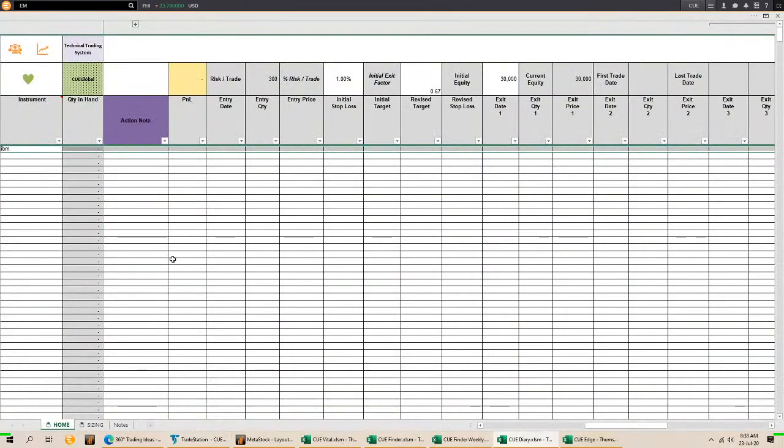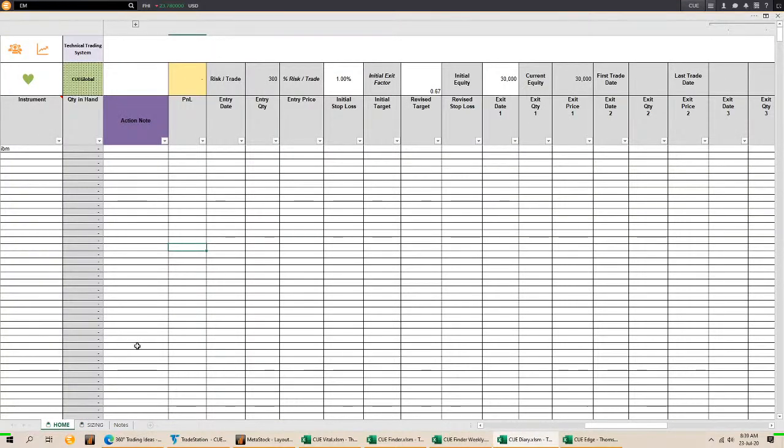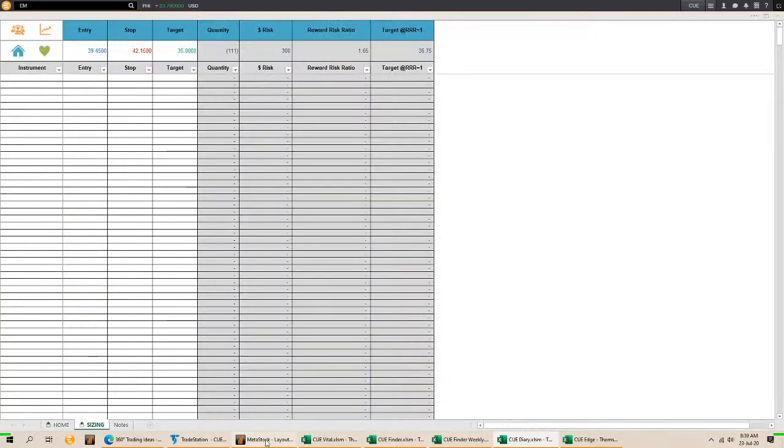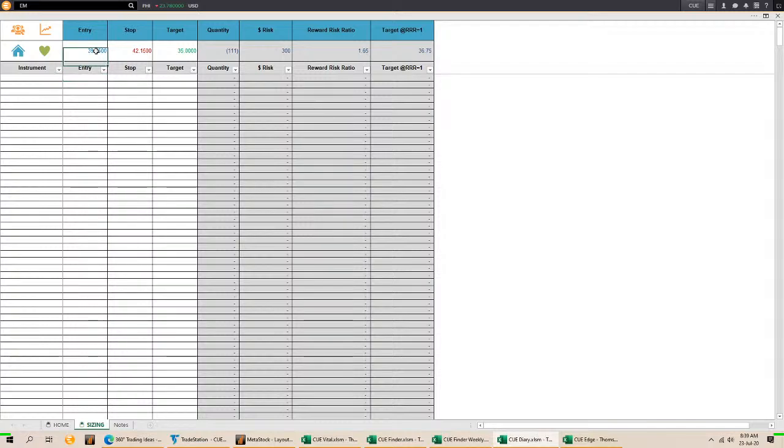Then I go to Q Diary. There is a sizing tab now and a home tab. Earlier sizing was also in the home tab. That was taking some space in this column area, so I moved it to sizing. So my entry price was 37.45. So in diary I'm going to put 37.45. Now market is not open yet.